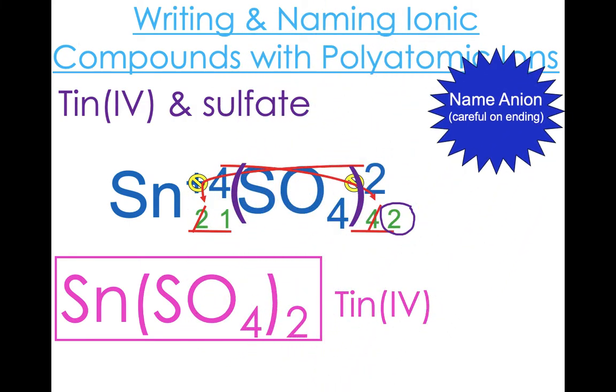Remember, careful on the ending. This is a polyatomic ion. So this is going to be SO4. It's sulfate. Now there is an SO3, and that's called sulfite. Again, be careful on the endings.